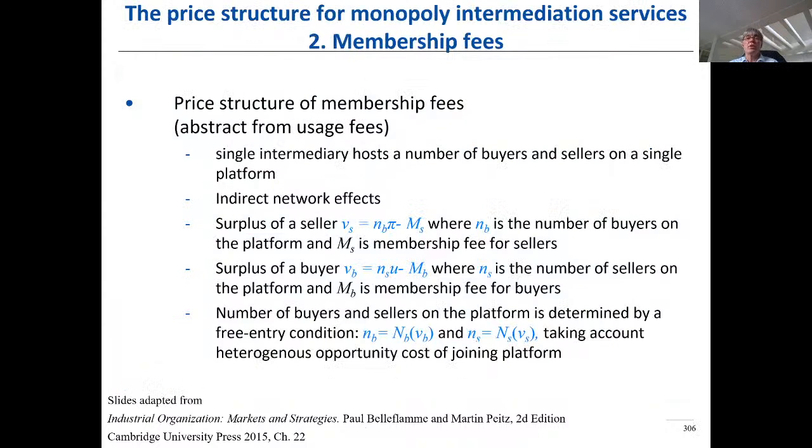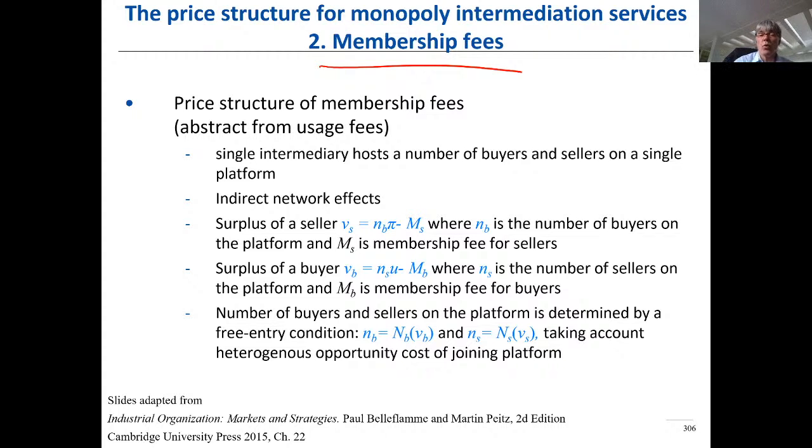We are going to the next problem or part where we look into membership fees. And here I present you the Armstrong 2006 model from the RAND paper in some more detail. It has some complications I will show you later on, but apart from that, it's rather straightforward, I think.